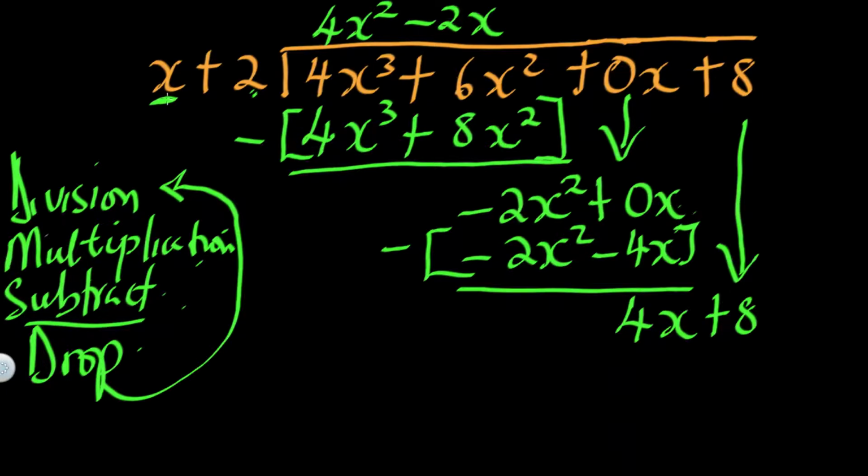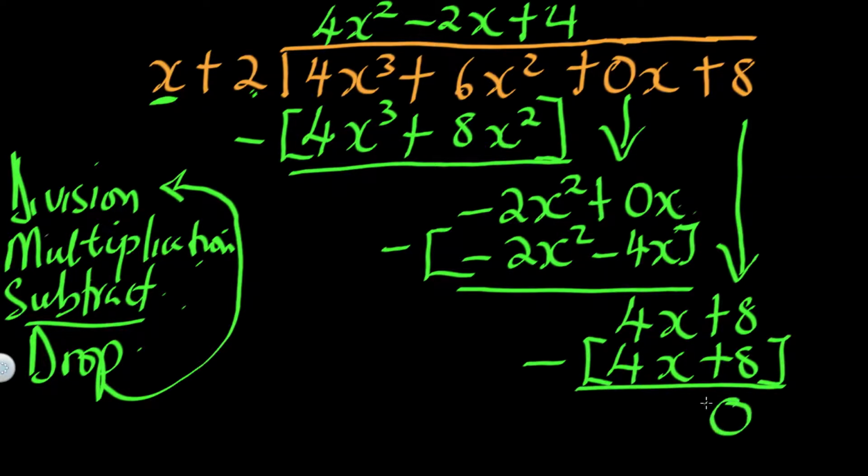So x into 4x, we get positive 4. So this is plus 4. 4 times x, we get a 4x. 4 times 2, we get a positive 8. Then we subtract. If we subtract here, we get a 0. The number that we get here at the end is our remainder. So this is our remainder.